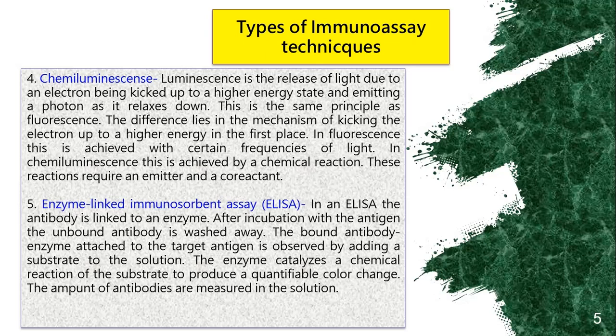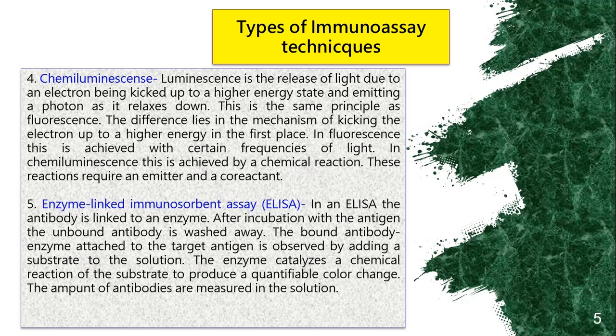This is the same principle as fluorescence. The difference lies in the mechanism of kicking the electron up to a higher energy in the first place. In fluorescence, this is achieved with certain frequencies of light. In chemiluminescence, this is achieved by a chemical reaction. These reactions require an emitter and a co-reactant.